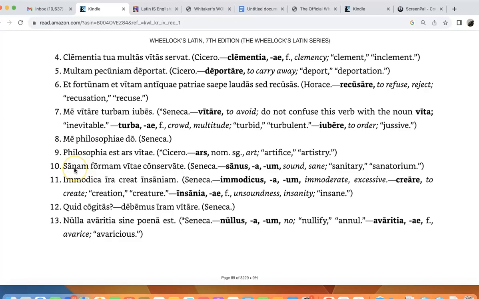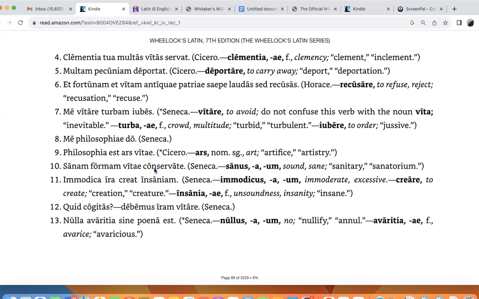We're moving along here. You still keeping your sanity? I hope so, because it'll help you understand this one. So sanam formam vitae conservate. Now, let's start with the end here. This is the imperative, which we had last time. And so if it ends in te, it's second person plural. And it means to conserve. It can also mean to protect. In other words, keep safe.